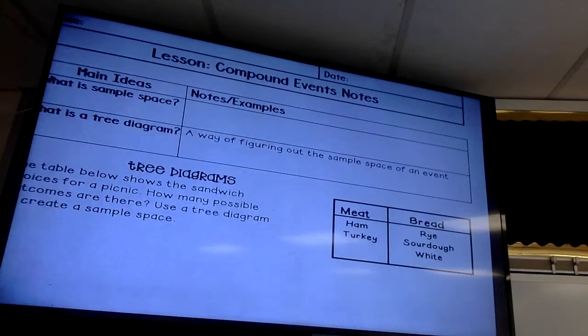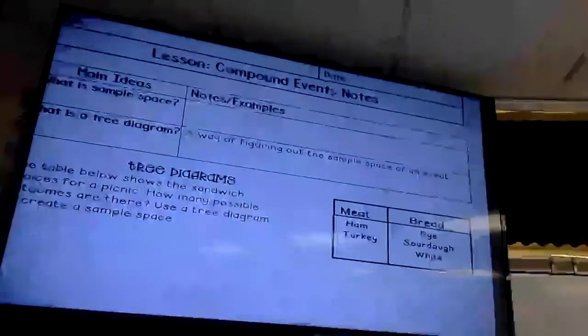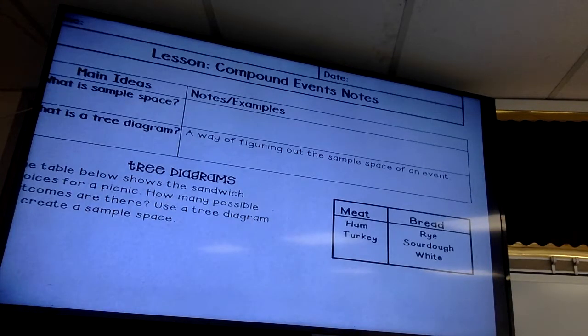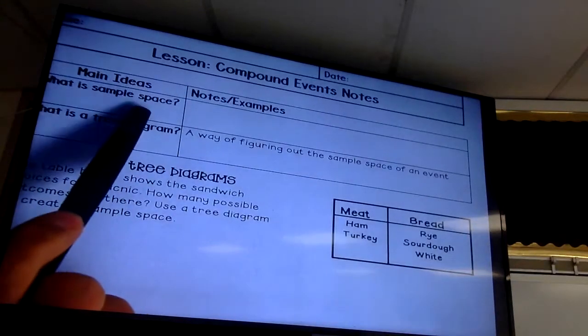So imagine like a compound word. If I take base and ball and put them together, baseball is a compound word. Same thing with a compound event. I'm taking one event, a second event, and putting them together to make a compound event. So sometimes with compound events, we need to come up with tree diagrams and sample spaces and all sorts of fun little things. So I'm actually going to skip sample space for a second.